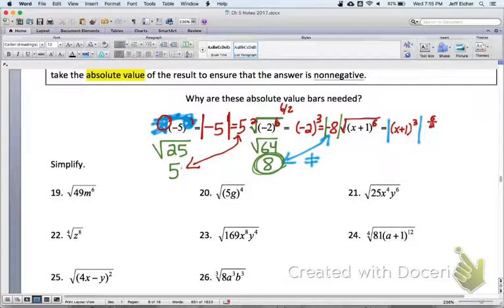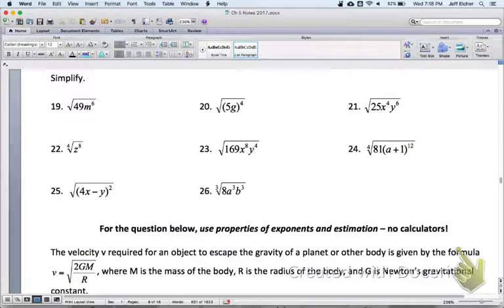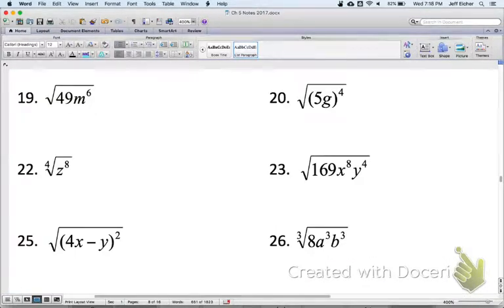Okay, so let's try our hands at several examples. We have, first off, drum roll please, directions: simplify. No problem, we'll simplify it for you. Number 19. Maybe we'll try to zoom in a little bit. Square root of 49m to the 6th.